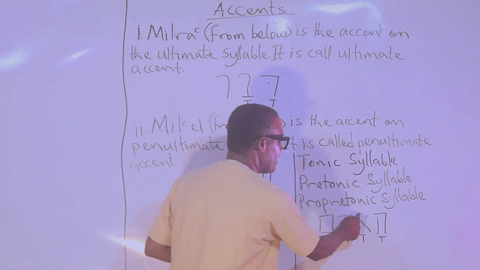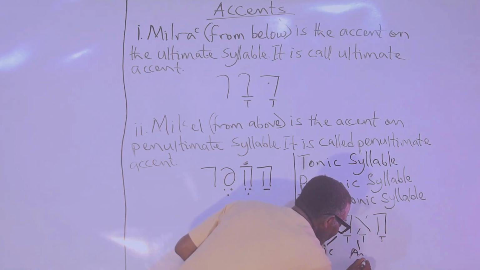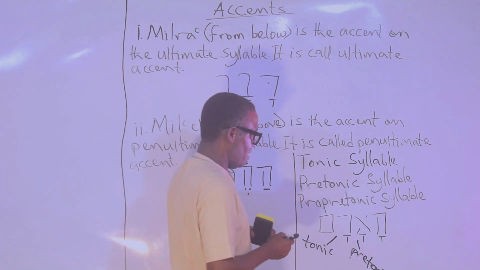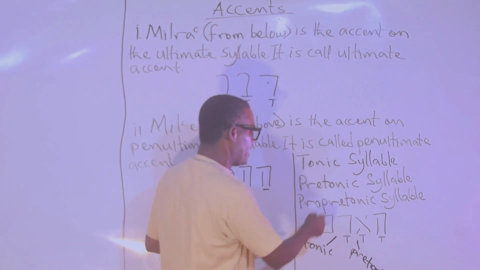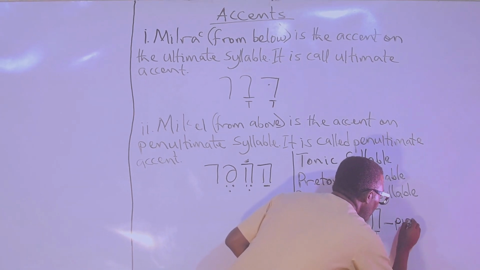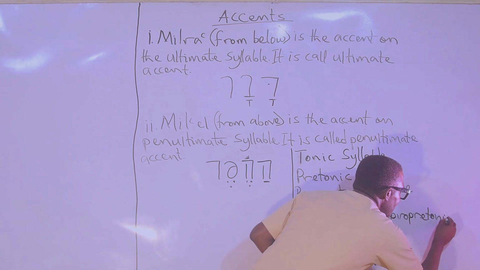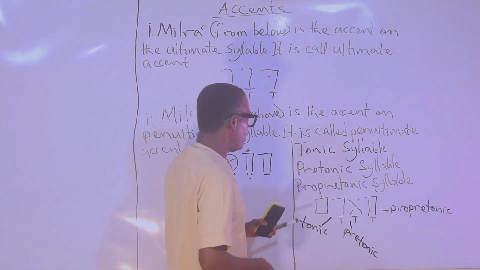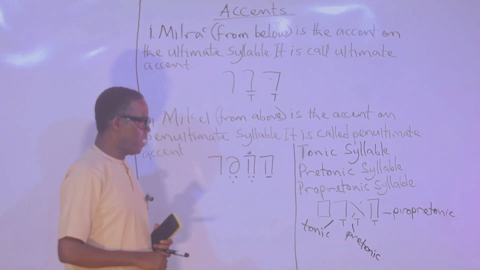Then the syllable before it is called pretonic. This is pretonic syllable. And the syllable before pretonic is called propretonic. This one is called propretonic syllable. So take note of this very, very well.